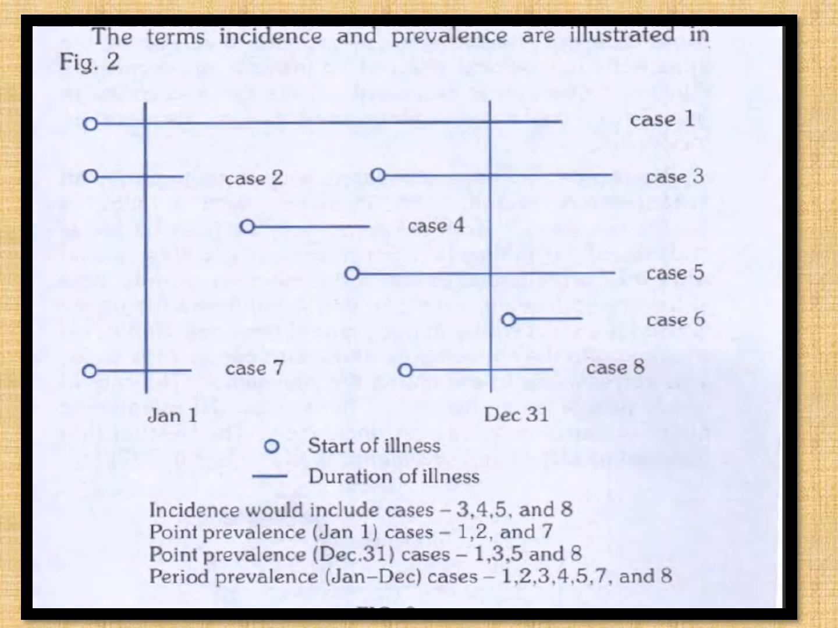Suppose we want to find out the period prevalence cases from January 1 to December 31. These are cases 1, 2, 3, 4, 5, 7 and 8, excluding 6 because this case starts after December 31.